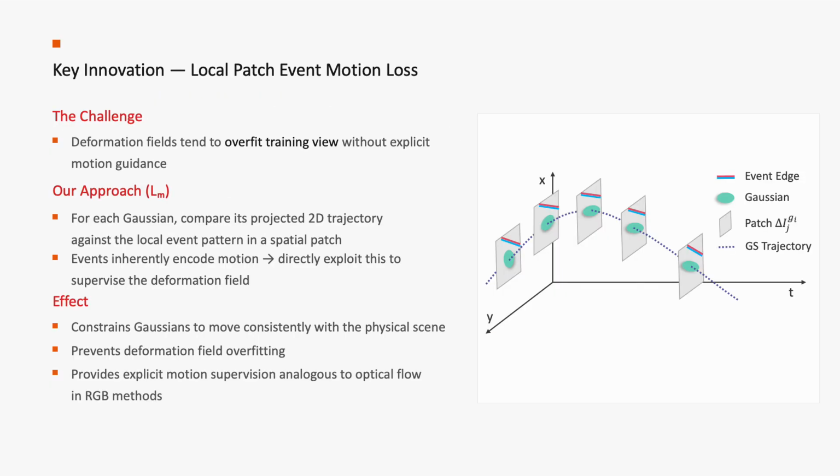Without explicit motion guidance, deformation fields overfit to training views. The proposed local patch event motion loss compares each Gaussian's projected trajectory against the surrounding event pattern in a spatial patch. This enforces spatiotemporal consistency and prevents overfitting, analogous to optical flow supervision in RGB-based methods.